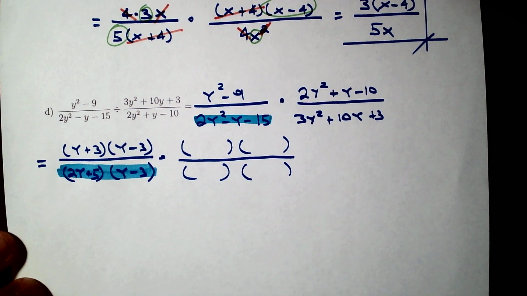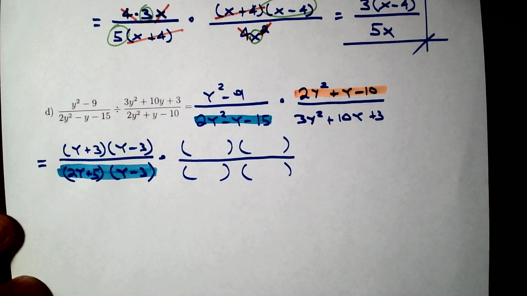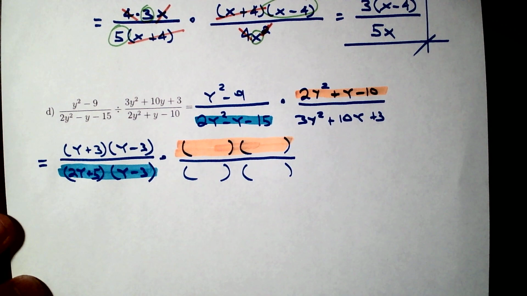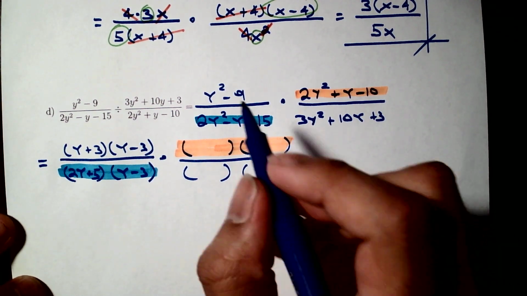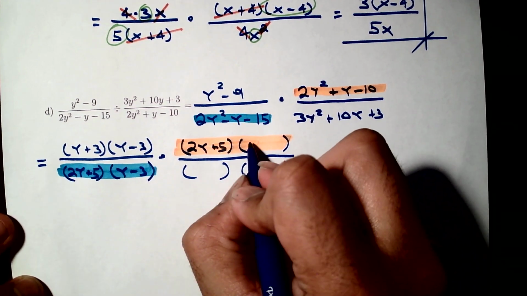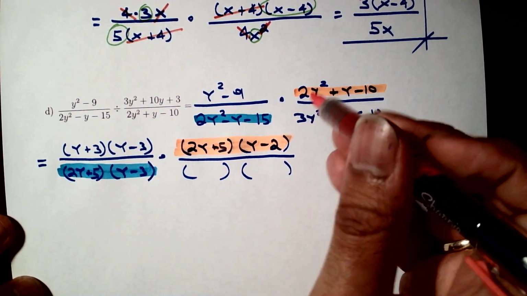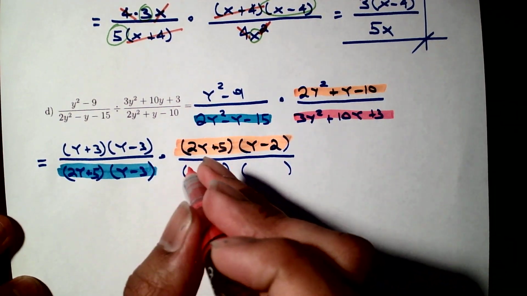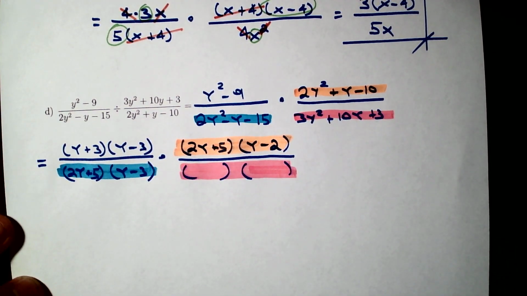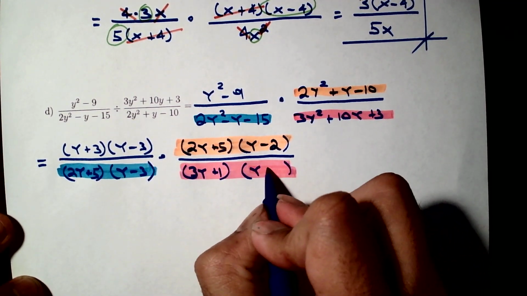This one right here that I'm going to highlight with orange is going to become 2y plus 5 times y minus 2. And last but not least, I'm going to highlight this one with pink. This is 3y plus 1 times y plus 3.